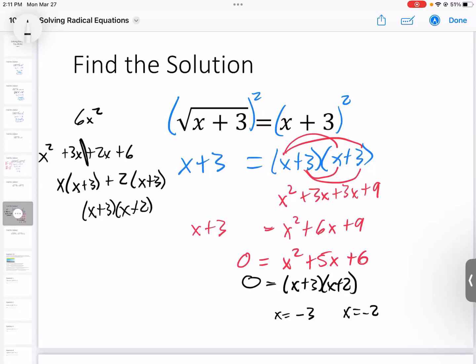Well, -3 plus 3 is 0. Does the square root of 0 equal -3 plus 3? Yep, so that's good. Then I can do the same thing with -2.